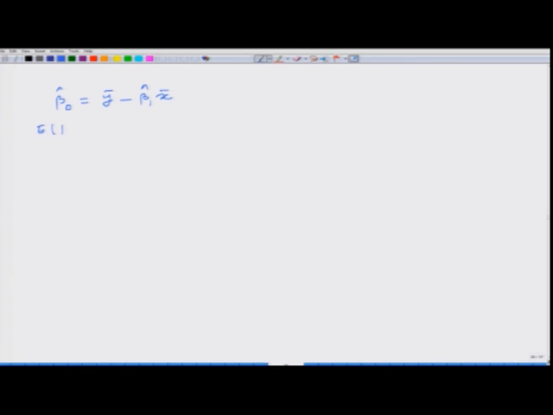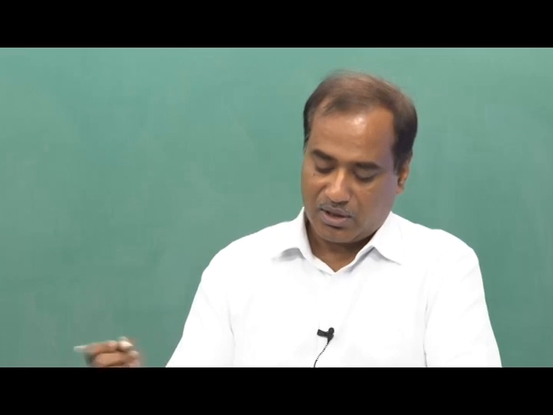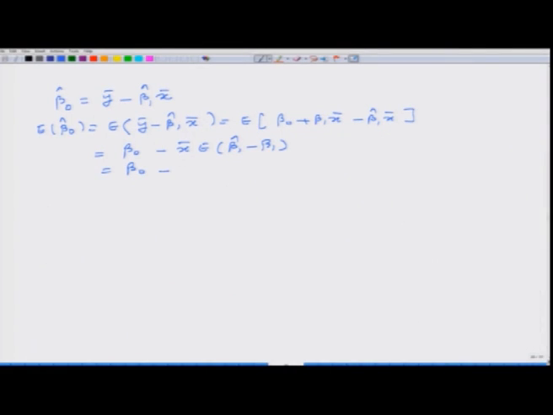So we try to find its expectation. The expected value of beta 0 hat is nothing but the expected value of y bar minus beta 1 hat x bar. If you rewrite it, y bar is nothing but beta 0 plus beta 1 x bar, minus beta 1 hat x bar. So this comes out to be beta 0 minus x bar times the expected value of beta 1 hat minus beta 1, right, because we had assumed that the xi's are non-stochastic. So x bar is again a fixed quantity. So we can write beta 0 and this x bar, and this quantity is nothing but the expected value of beta 1 hat minus beta 1, and we have shown that this is nothing but beta 1.